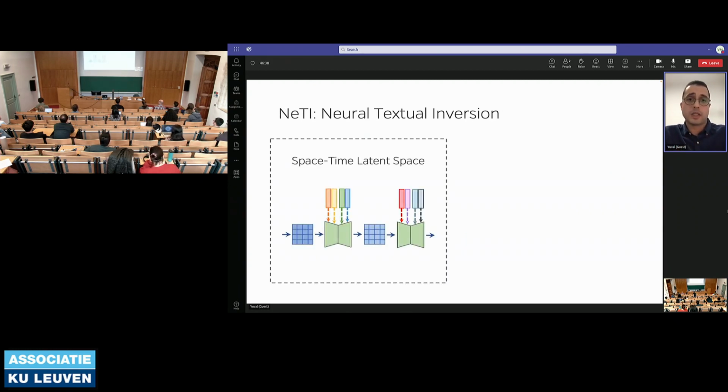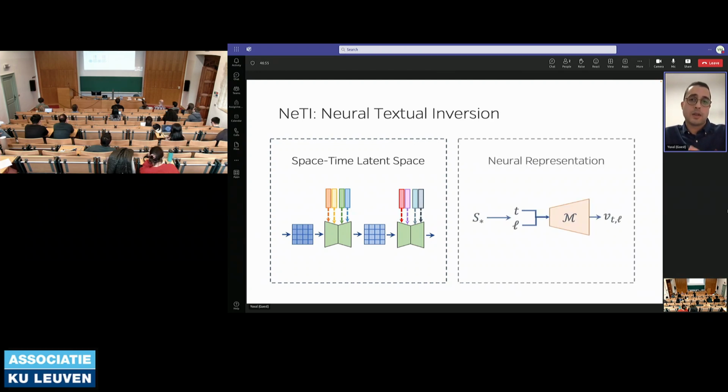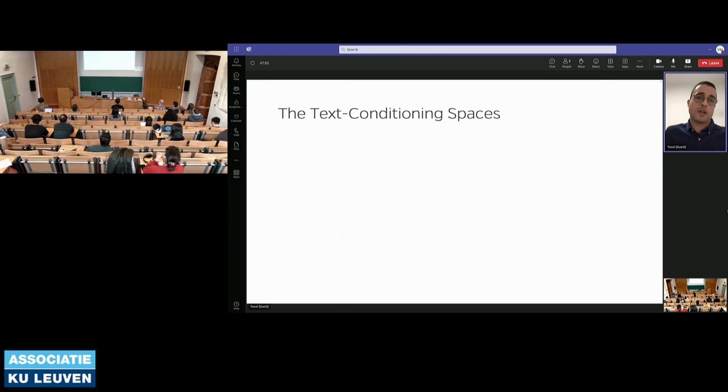We're going to first consider a new latent space, this text conditioning latent space, that is going to consider both the denoising time step and the architecture of the unit itself. So we're going to consider both what's called space and time. And we're going to introduce a new neural representation of our concept. You'll see exactly what I mean by this in just a minute. So let's start off by talking about this text conditioning space.